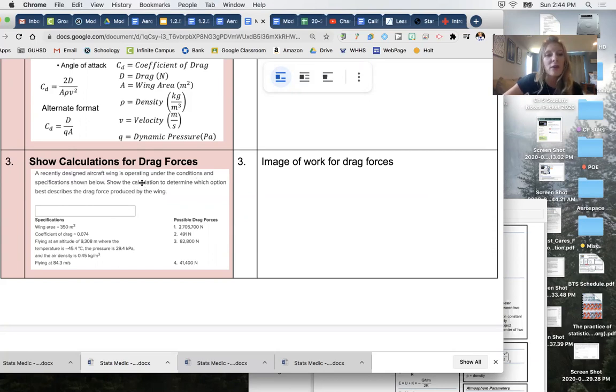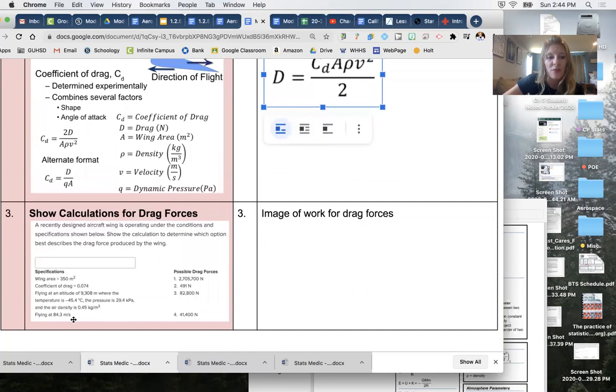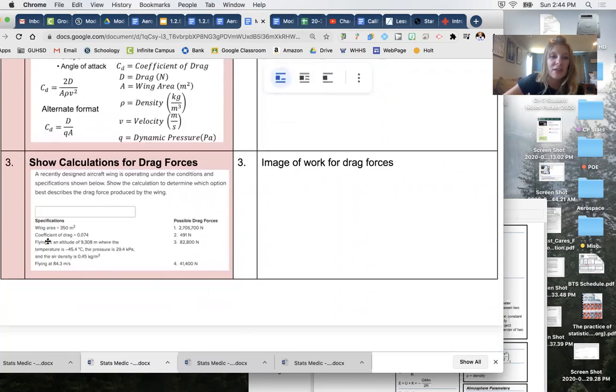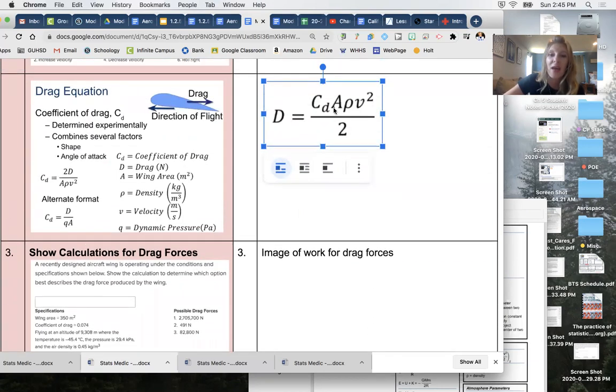The first one says, a recently designed aircraft wing is operating under conditions like the following specifications, and what we are going to do is calculate which option best describes the drag forces produced by the wing. With these specifications, what I want to know is the drag. Luckily, I'm given the coefficient of drag in this problem, which helps a lot because I can plug it in here. In some of the other problems, you're going to have to calculate the coefficient of drag first and then use the formula to work backwards. But just know that that is what we're looking at today.